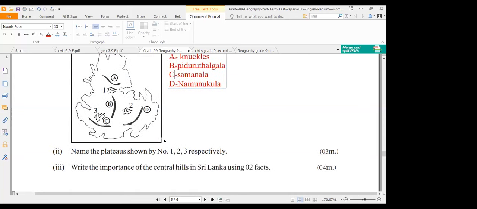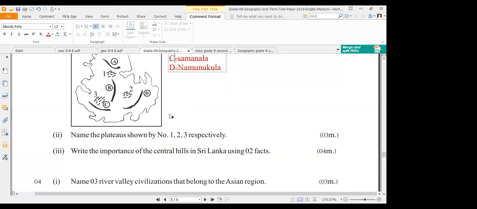Right. Next one. Name the plateaus shown by number 1, 2, 3 respectively. Number 1: Kandy plateau, yes. Right. Next one. Number 2: Valimada plateau.